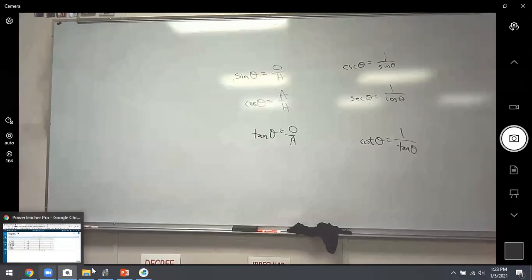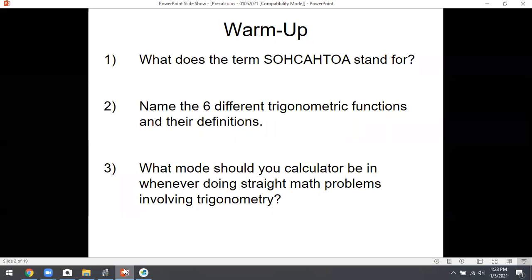That's number 2 on your warm-up. Your warm-up is: number 1 was just right now what SOHCAHTOA was. Number 2 is right now what all 6 of them are. You can combine them into 1 and 2. No worries there. And then number 3 is a softball for you. Well, it kind of depends, actually.